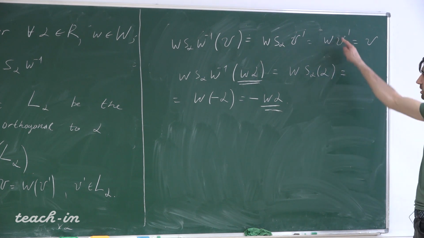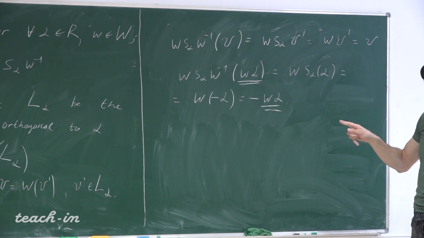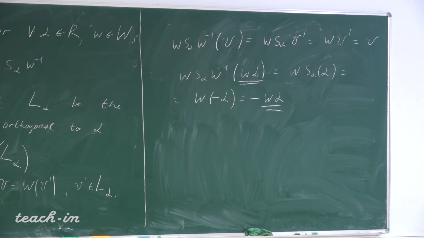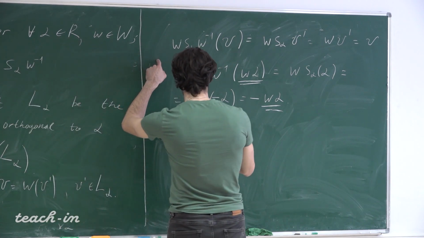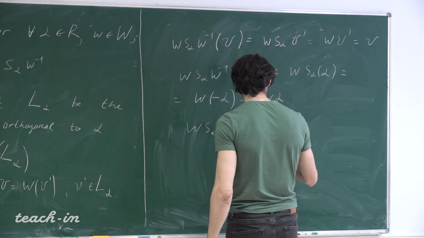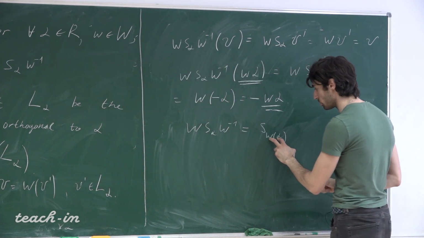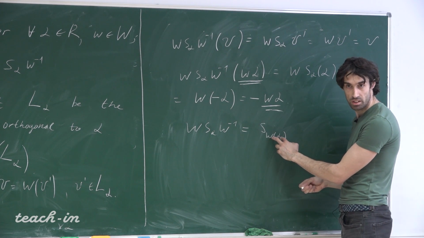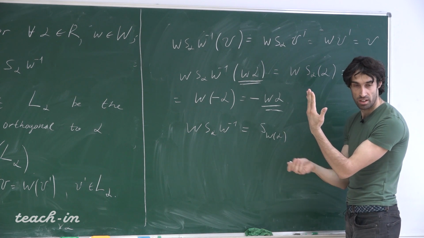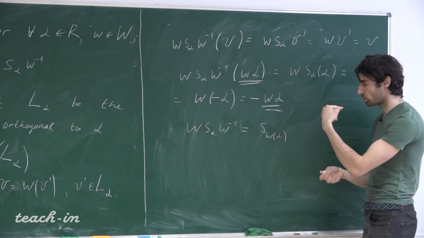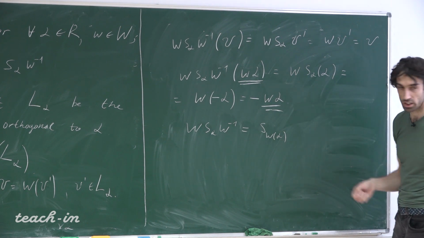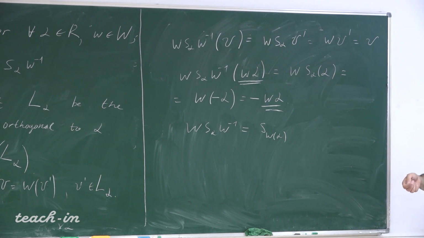So I claim that these two checks actually prove that my element W S alpha W inverse is exactly the reflection with respect to the root W of alpha. So it leaves the plane L of W alpha untouched, and the root W alpha goes to negative W alpha. It means that it is a reflection with respect to this plane.